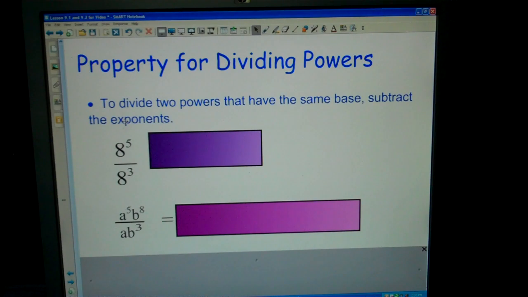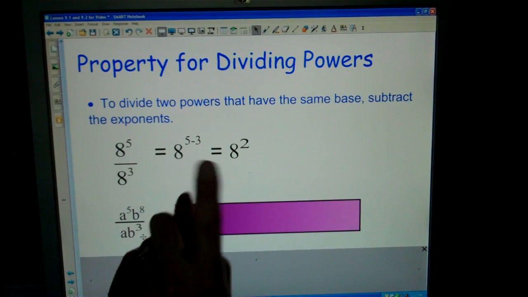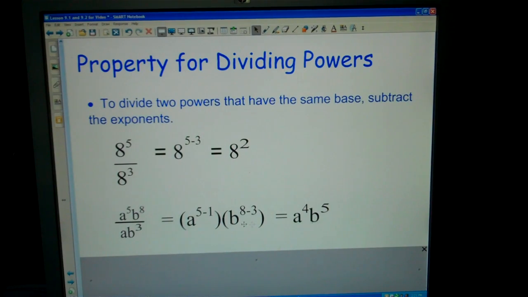Base is the same, exponents. You keep the base, but subtract the exponents. 8 squared. Check it on your calculator. Okay? Here we go. Keep the base, subtract the exponents. This is a 5, and there's nothing there, so what does that mean? It's a 1. Very good. Here you go. 5 minus 1 is 4. 8 minus 3 is 5.